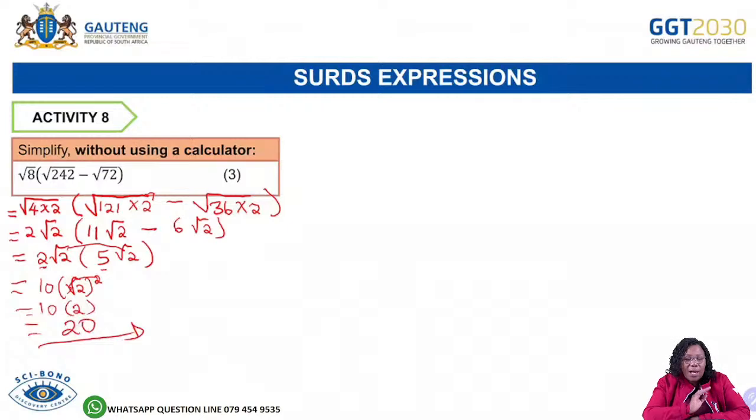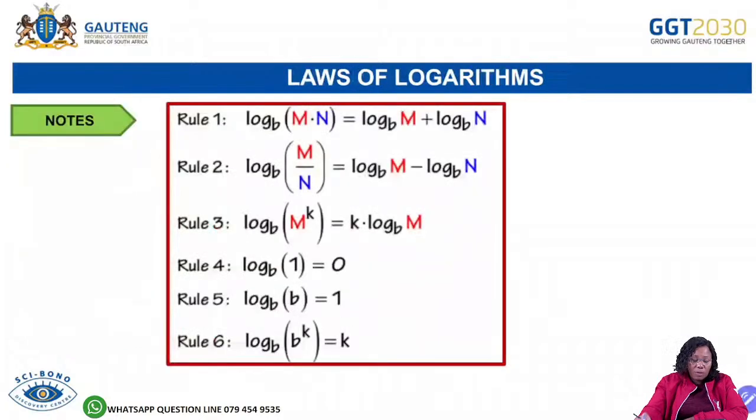Straight to the answer. So answer only is not acceptable, grade 12, because we said to you without using a calculator. So these 3 marks will be 1 mark for writing this in simple surd form. The second mark will be for simplifying this up to 10 times square root 2 maybe, or at this level here. And then the last mark will be for your answer, grade 12. So answer only will not be allocated marks, because it will be clear that you have used a calculator. That is how you simplify surd expressions.